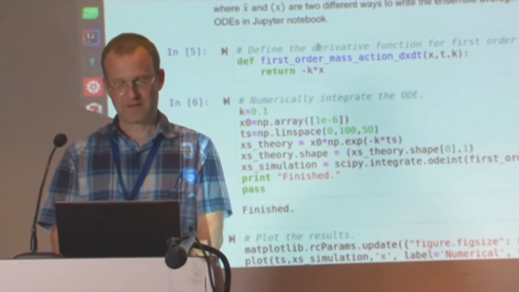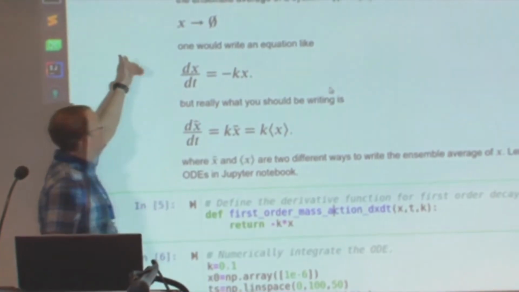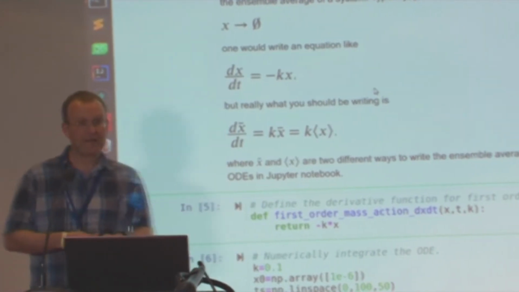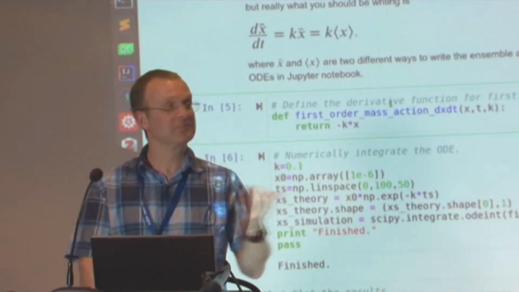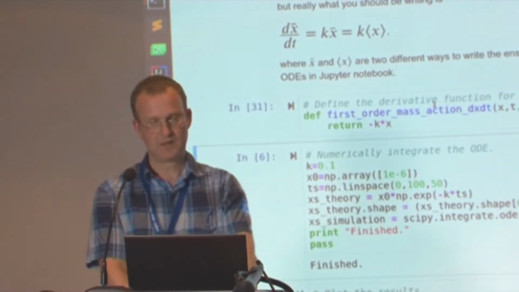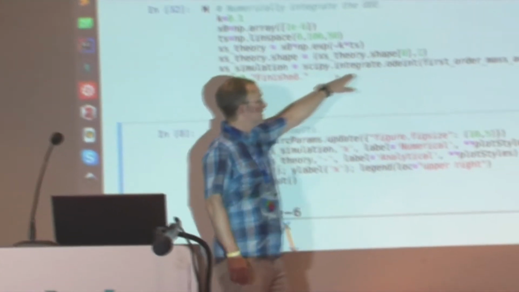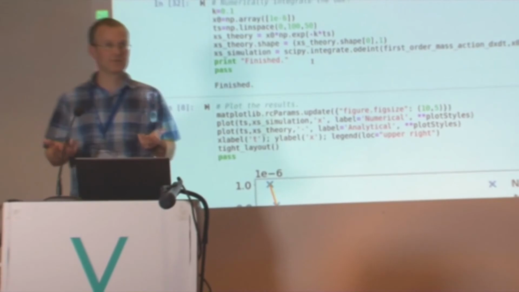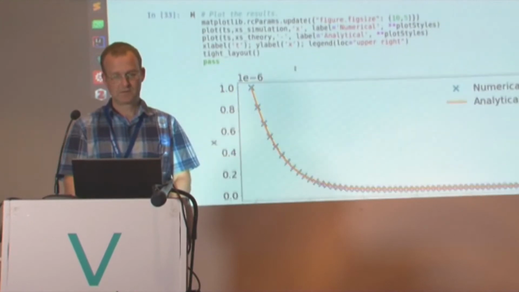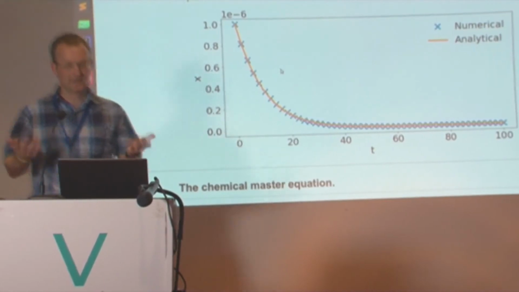Before we do that, we're going to do a little example. We have a first order decay reaction, and I'm going to write down the ODE that corresponds to that: dx/dt equals minus kx. Then in Jupyter Notebook, I'm going to do a numerical integration. There are nice Python packages for doing integration: scipy.integrate ODE. I give it a function that defines the derivative, it calculates that, and I plot it. We know the analytical solution, and we can see the numerical and the analytical solution agree. That makes us happy.